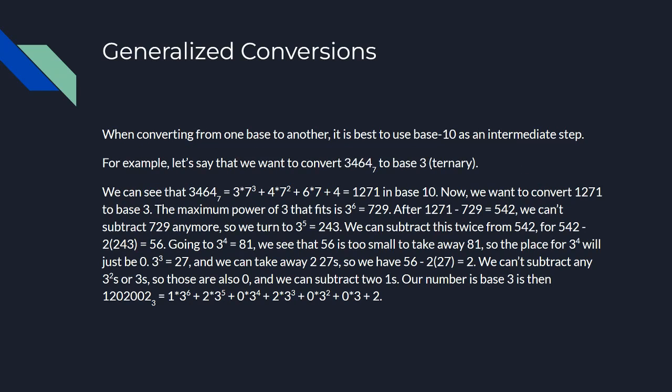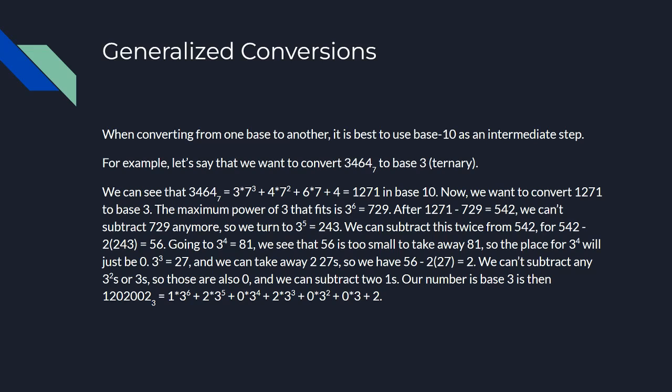So when converting from one base to another, it's best to use base 10 as a sort of intermediate step. For instance, let's say that we want to convert 3464 base 7 to base 3, which is also called ternary. Using the concept that we just talked about, this is equal to 3 times 7 to the third plus 4 times 7 to the second plus 6 times 7 plus 4. And that's equal to 1271 in base 10. And now we want to convert that into base 3.